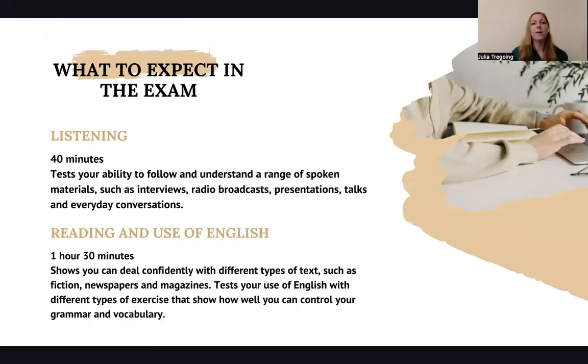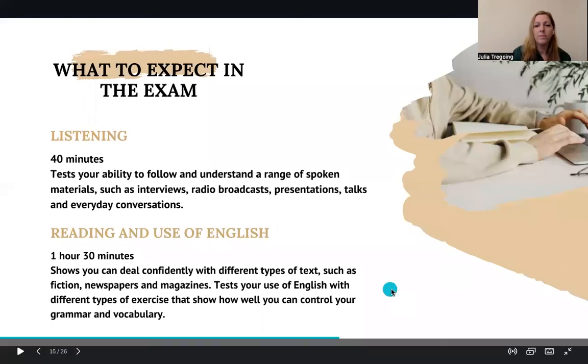Okay, a little bit about what to expect in the exam. There are 4 parts to this exam. Listening, 40 minutes. You have things like interviews, radio broadcasts, everyday conversations. Again, a huge range of real world contexts that you would experience or would use English in. Reading and use of English. So you have your reading passages and use of English tests on your grammar and vocabulary. And again, different types of context.